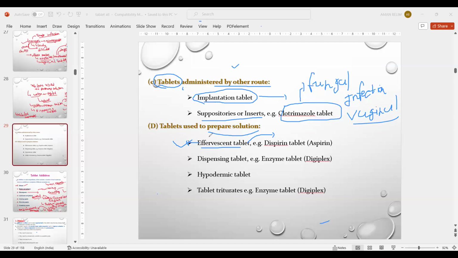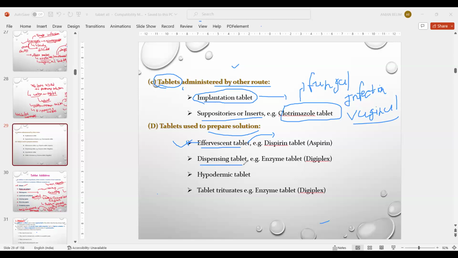This is very important because an MCQ has been asked in a previous year GPAT question paper. Citric acid, tartaric acid. Yes, and one more component. One more. Yes, sodium bicarbonate. Very good. So tartaric acid, citric acid, and sodium bicarbonate. Okay. Yes, very good.